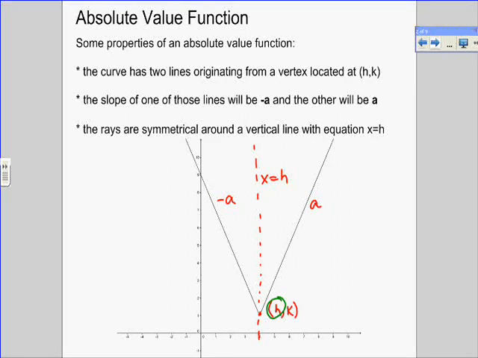And that's just a couple of properties that we're going to be using in this unit, and we have to keep them in mind whenever we're solving our problems.